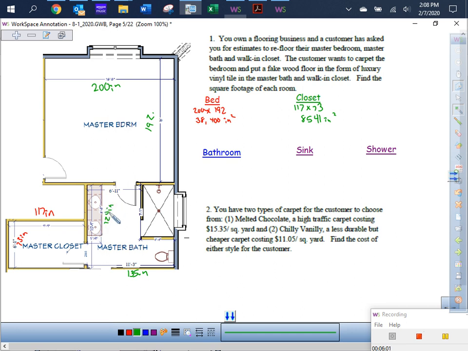If you made that small little error of making that 129 inches or something like that, we wouldn't take off points. That's why we're labeling stuff. So we wouldn't take off points. We get that it's hard to read some of this.